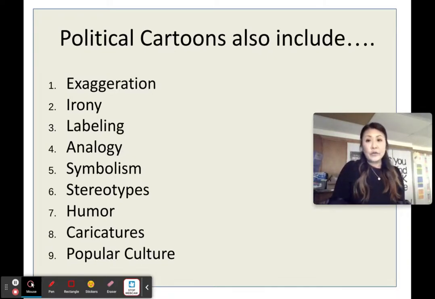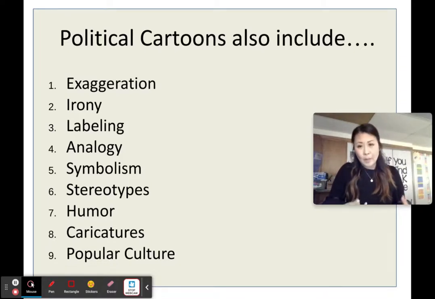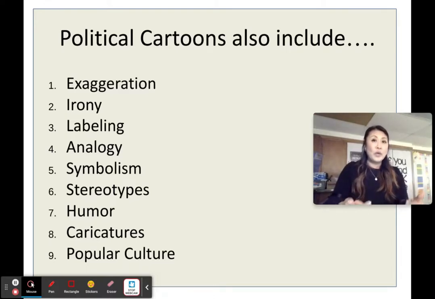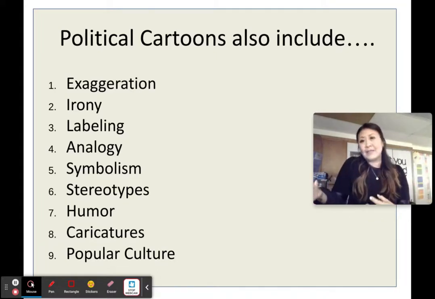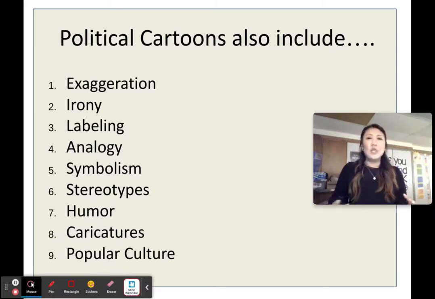Exaggeration's always used. Irony can be used. Labeling, that's what I'm talking about, dropping those clues. Labeling your cartoon so that we can infer your point of view, your skew, what is your stereotype, what are you trying to say by labeling and giving us clues. Lots of analogy can be used in political cartooning as well as symbolism. That's great, where you use another object to represent something else, using another character to characterize someone else, right? That's what a political cartoon will do. Humor, it's always supposed to be kind of funny. Dark humor a lot in a political cartoon, as well as popular culture.